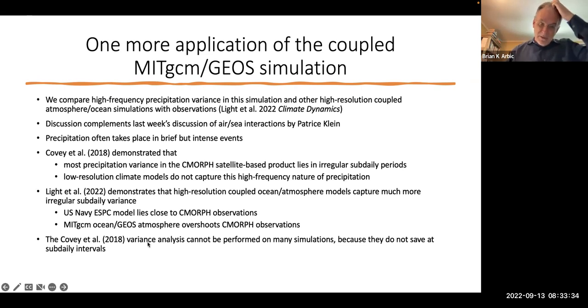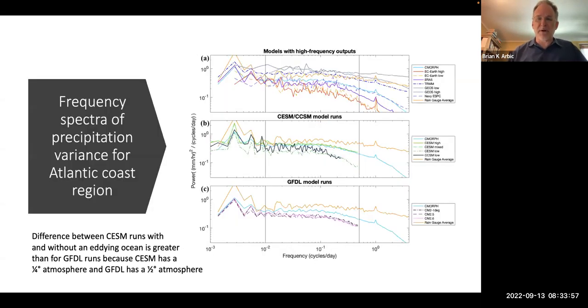The Covey et al. variance analysis can't be performed on many simulations because they do not save at subdaily intervals. So even simulations where people resolve the eddies, and they do these beautiful simulations where the atmosphere is coupled to an eddying ocean, they still save daily averages, and you can't look at this subdaily precipitation, which is where most of the variance lies.